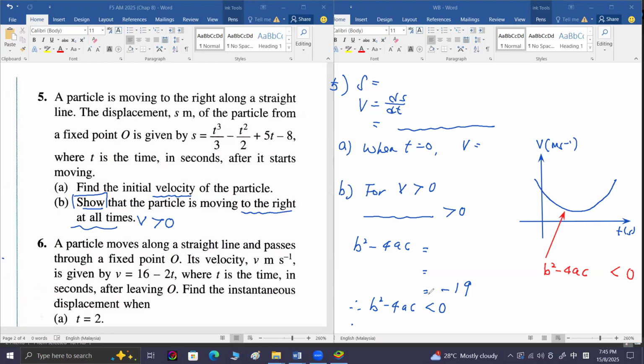The most important thing is to show this, then you give the explanation. You copy, and after you get this, you explain that the particle is moving to the right at all times. Okay, can follow so far?